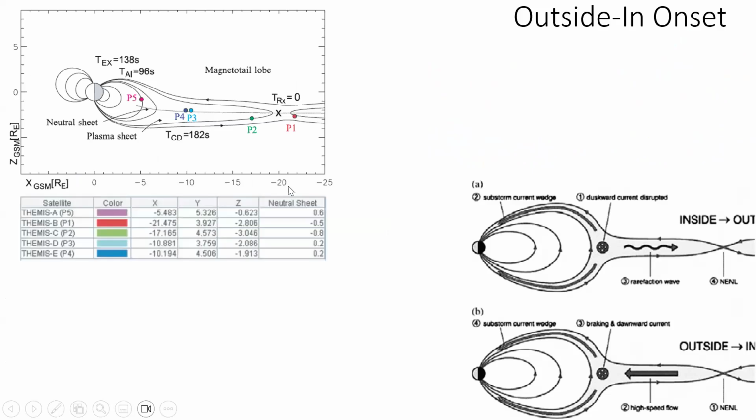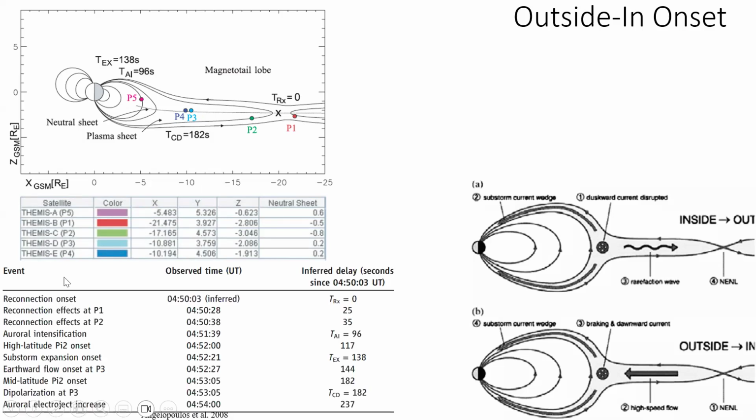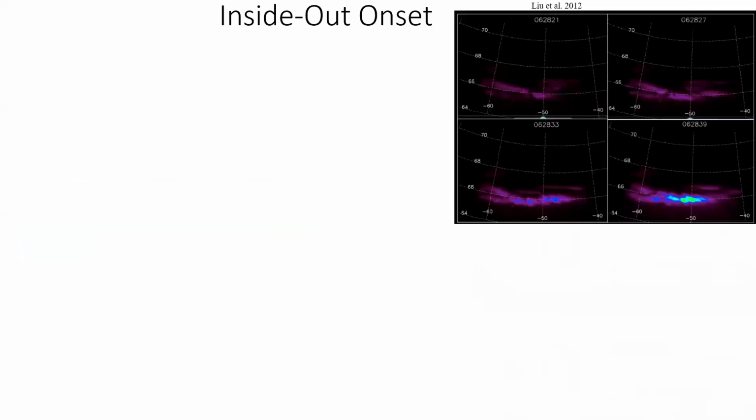This is a really nice observation from a famous Angelopoulos 2008 paper, where there was a fortunate alignment of the THEMIS satellites, and they inferred that there was reconnection right at this X line. And in fact, when they timed everything out, reconnection occurs, then you observe it at P1 and P2, then you get auroral intensification in the substorm onset, as seen in the ionosphere, and then you get dipolarization in the inner magnetosphere.